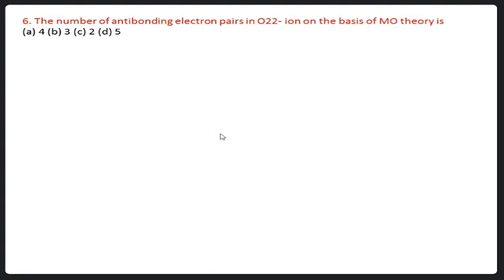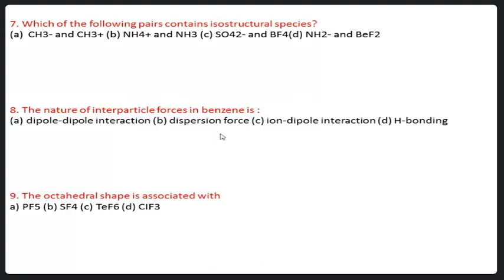Next, this is the MO diagram question. Which of the following pairs contains isostructural species? This is a very good question related to today's teaching. You see, CH3 minus, we have to calculate. CH3 minus means carbon has 4 plus 3 plus 1, that is 4, that is sp3. But CH3 plus, half into 4 plus 3 minus 1, that is equal to 3, that is sp2.